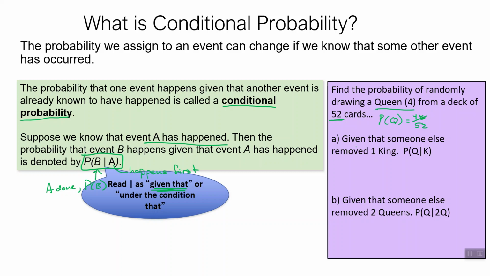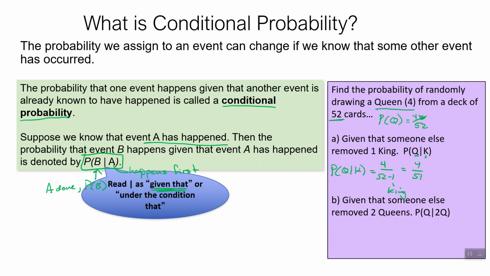4 out of 52 would be the probability of getting a queen, and also the probability of getting a king. But now, given that someone else removed 1 king from the deck, so that king has already been removed, what's the probability of getting a queen? Well, there are still 4 queens, but there are no longer 52 cards in the deck because we took out a king. It's 52 minus 1, so it's 4 out of 51.